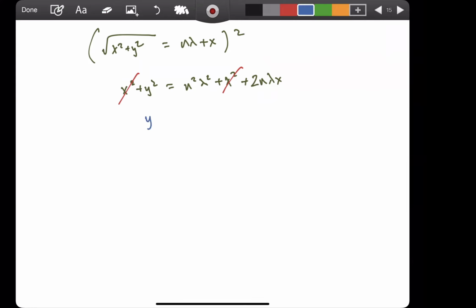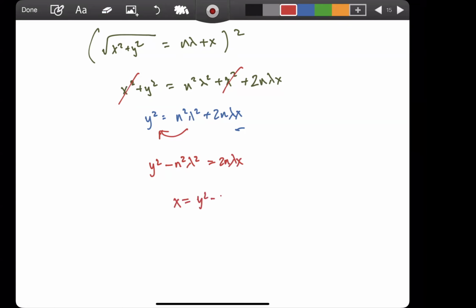So I get y squared equal to n squared lambda squared plus 2 times n times lambda times x. Again, what I want is simply x, so let's move this term to the other side. I get y squared minus n squared lambda squared equal to 2n lambda x. Now let's divide by anything that's not an x. So finally, we get x equal to y squared minus n squared lambda squared, divided by 2n lambda.